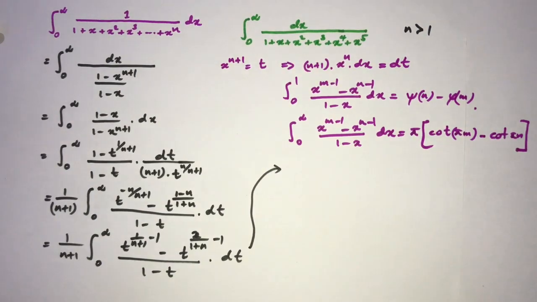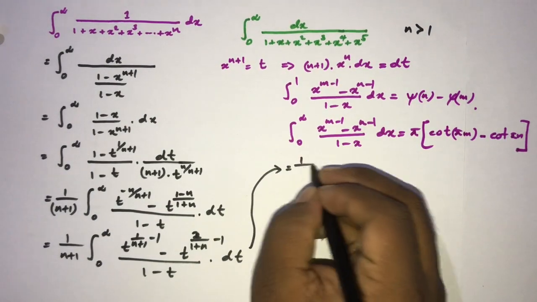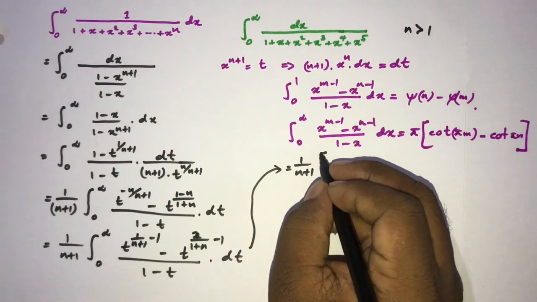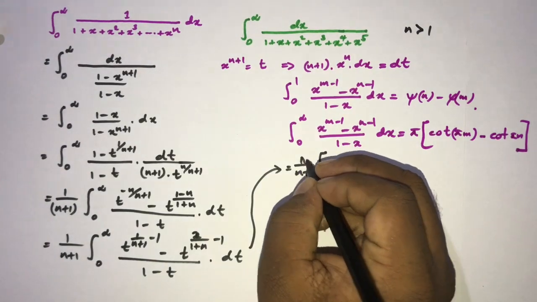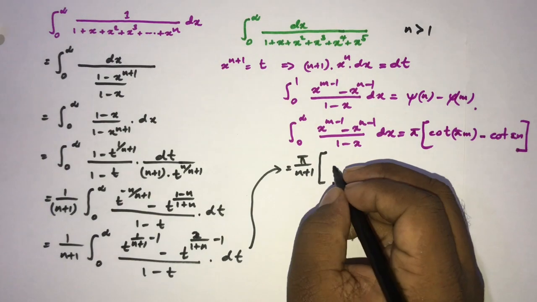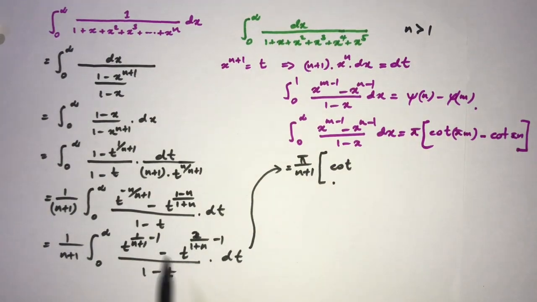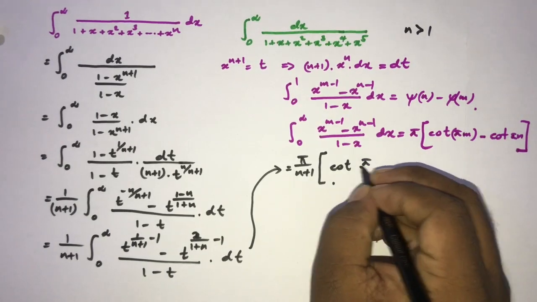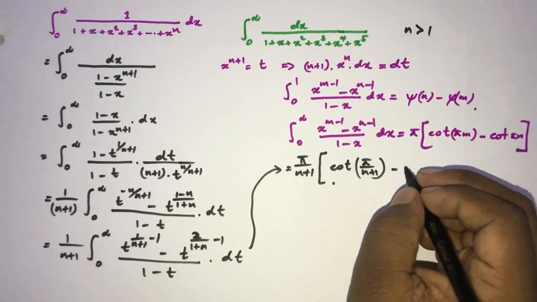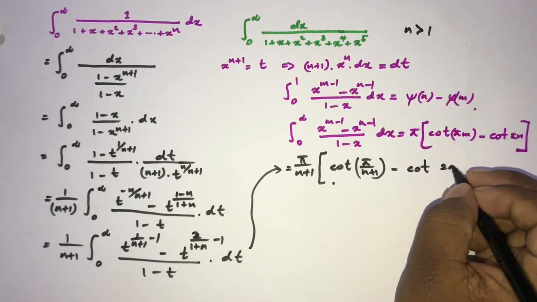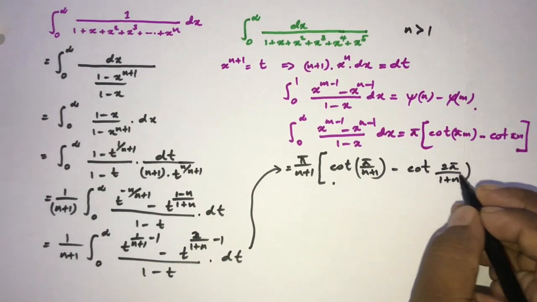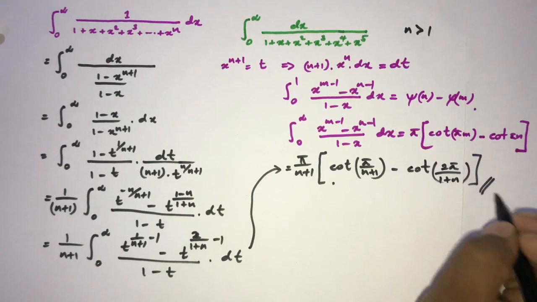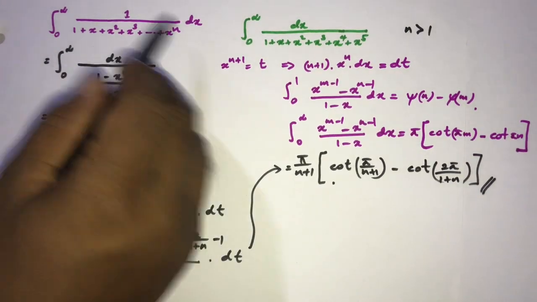So now we can apply this formula. This is equal to 1 over n plus 1 times pi, so pi over n plus 1, times the cotangent of, instead of m we have 1 over n plus 1, so pi over n plus 1, minus the cotangent of 2 pi over 1 plus n. This is the answer, the generalization of this integral.